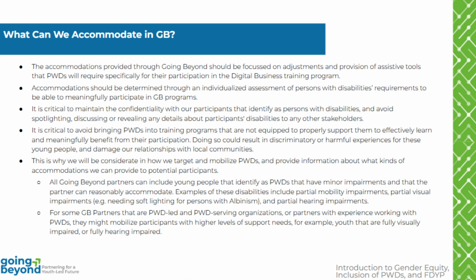All Going Beyond partners can include young people that identify as PWDs that have minor impairments and that the partner can reasonably accommodate. Examples of these disabilities include partial mobility, visual, or hearing impairments. For some Going Beyond partners that are PWD-led and PWD-serving organizations, or partners with experience working with PWDs, they might mobilize participants with higher levels of support needs, for example, youth that are fully visually impaired or fully hearing impaired.